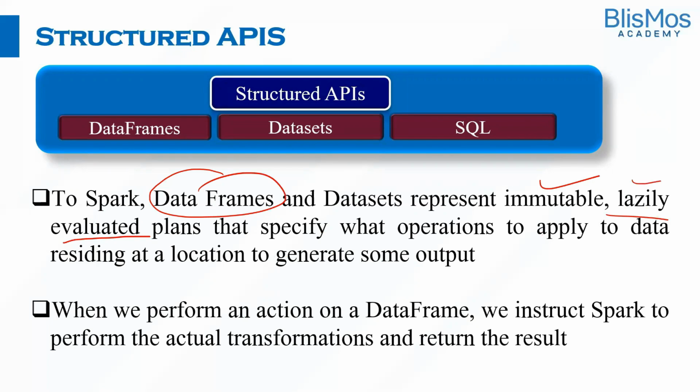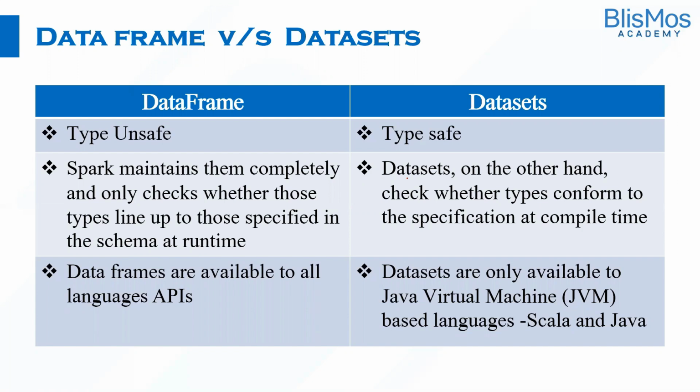These are subject to lazy evaluation. And we know DataFrames cannot be changed. They are immutable. But if you want to modify them, we have to instruct Spark to do so. That is where transformations come into the picture. Transformations are nothing but instructions to change or modify the DataFrame. So let us move on and understand the difference between DataFrames and Datasets.